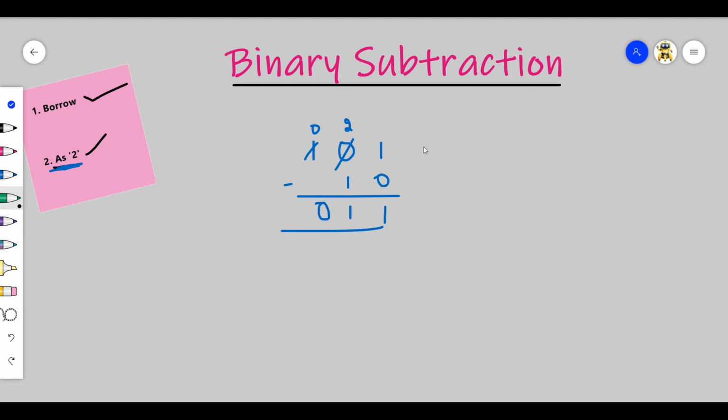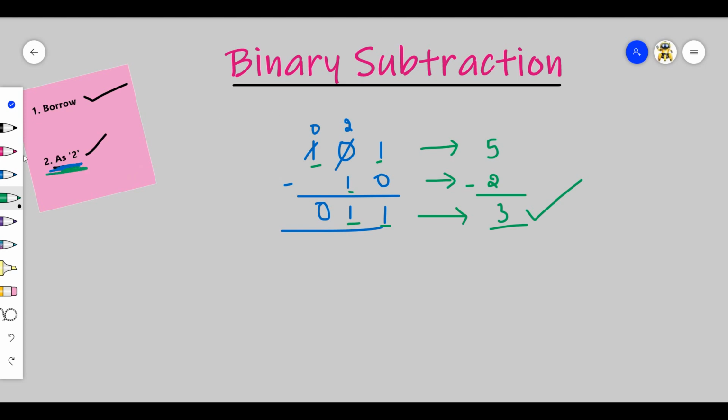Now let me convert into decimal just to make sure I got the right answer. So this is 1 and 1, so that will be 4 plus 1 is 5. This will be 2. So 5 minus 2 gives me 3. This is 2 plus 1, which is nothing but 3. So I got the right answer. That is how you need to do binary subtraction. The only thing you need to remember is whenever you borrow something, you need to borrow as 2.